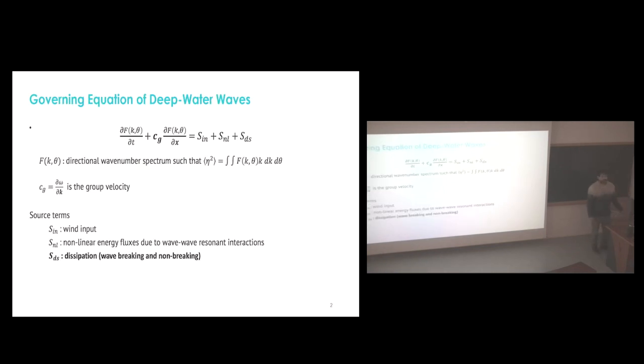So the governing equations for the deep water waves is a radiative transfer equation with wind input, wave-wave interaction, and dissipation. And the dissipation includes two sources of dissipation. It's going to be the breaking contribution, but there's also a background contribution to dissipate the swell.